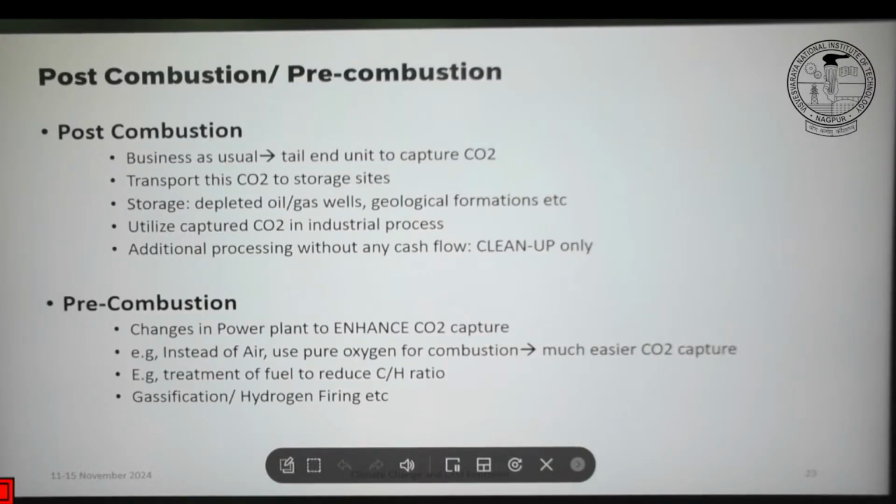Or you treat your fuel. So what people are also doing, they take the natural gas and before combustion, they do some treatment and increase the CH ratio. So they reduce the overall carbon content of the fuel. So that's another way.